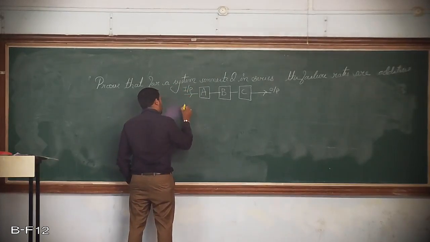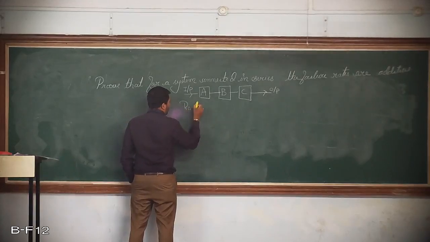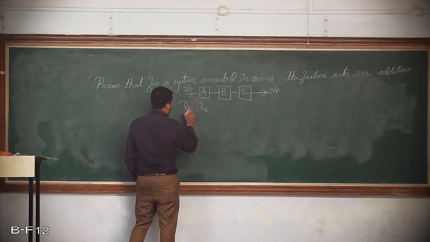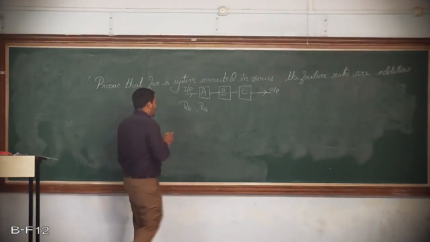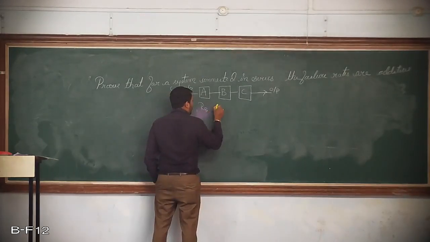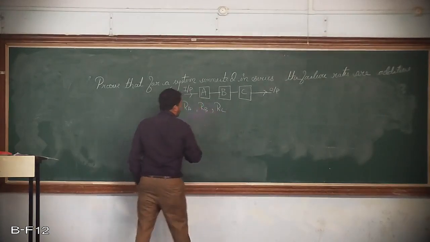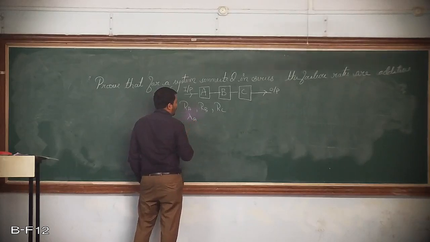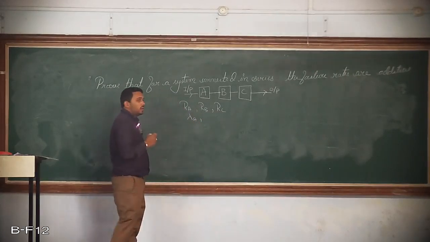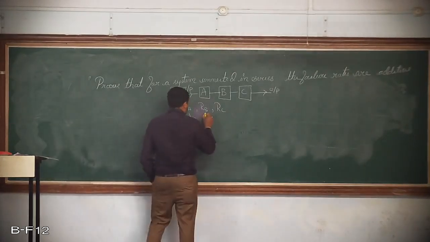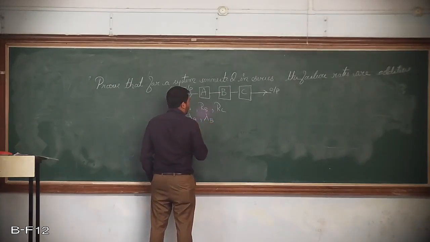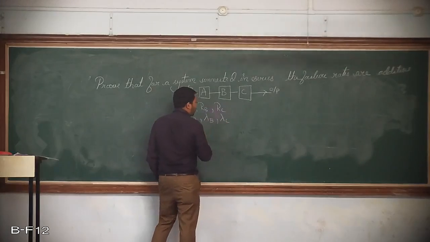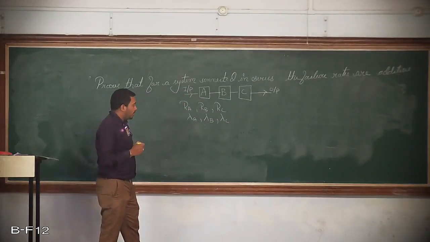And let Ra be the reliability of part A, Rb be the reliability of part B, and Rc be the reliability of part C. And let lambda A be the failure rate per hour of part A, lambda B be the failure rate of part B, and lambda C be the failure rate per hour of part C.